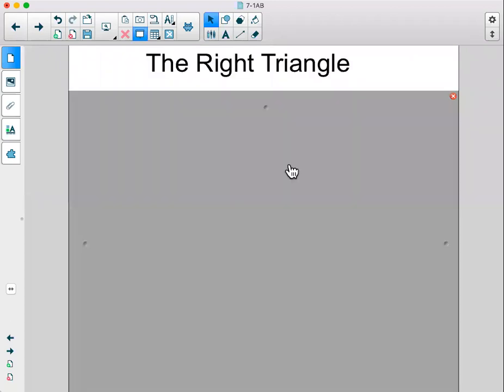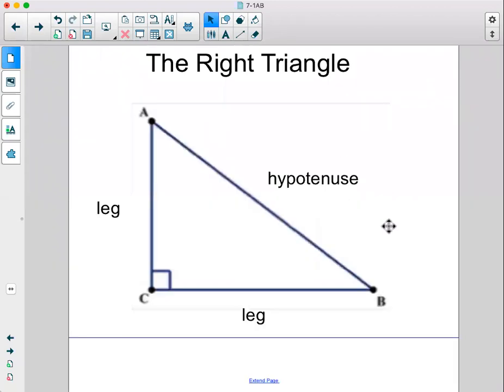And it's going to be important to know some vocabulary first. If you have a right triangle, there's a right angle, and the sides coming out of the right angle are called legs, and the side across from the right angle is called the hypotenuse.